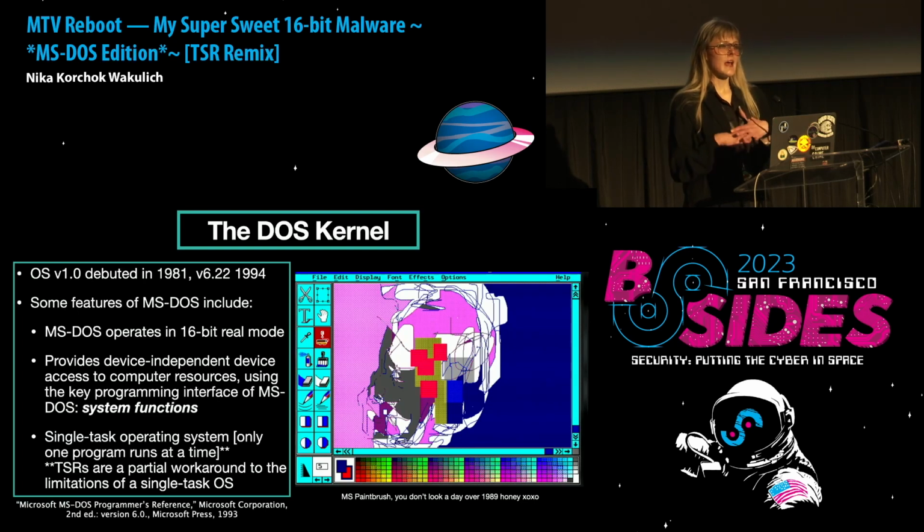And very importantly, MS-DOS was a single-task operating system, which meant that only one program could run at a time. A TSR is a partial workaround to the limitations of a single-task OS, but even with a TSR, it's still important to remember that it's a single-task operating system. And I'll define TSRs in a minute.